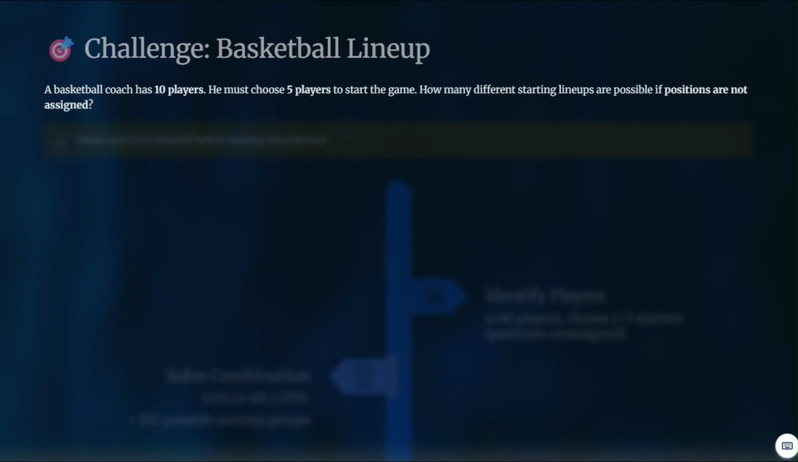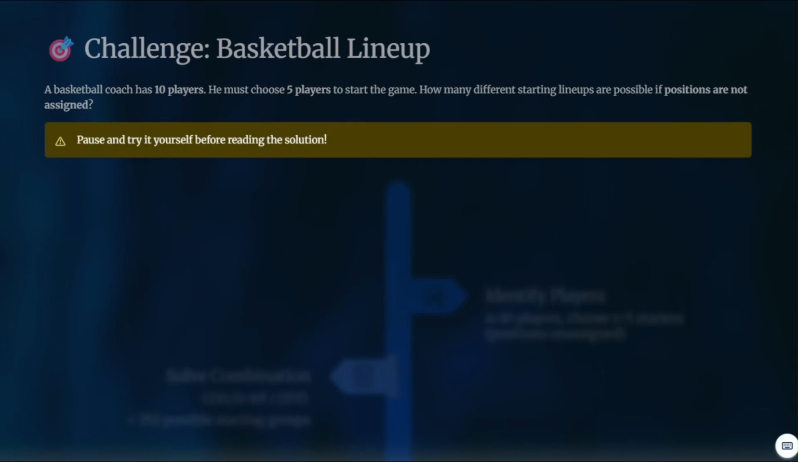Here's your challenge for today. A basketball coach has 10 players. He must choose 5 players to start the game. How many different starting lineups are possible if positions are not assigned? Pause and try it before reading the solution.